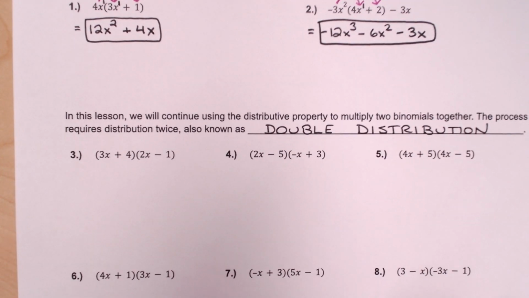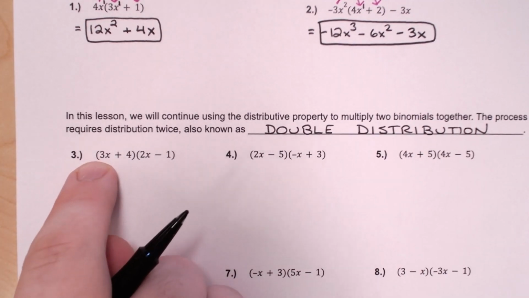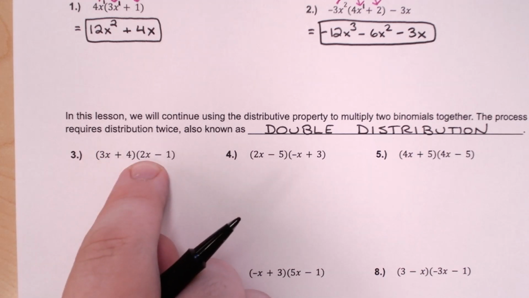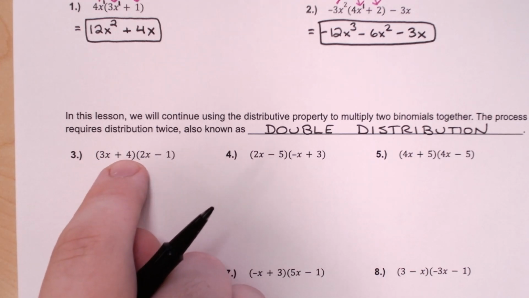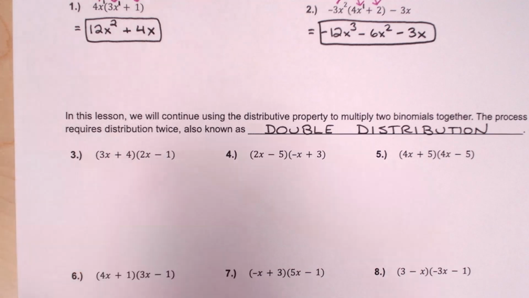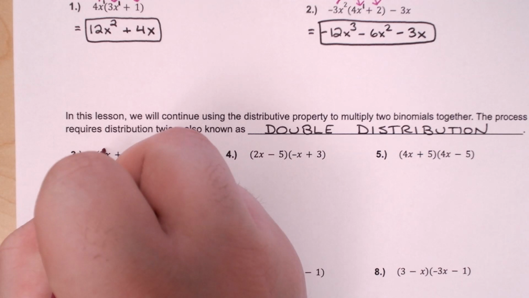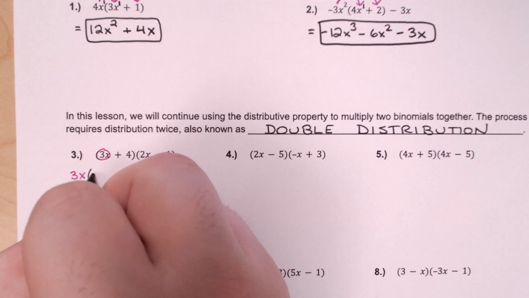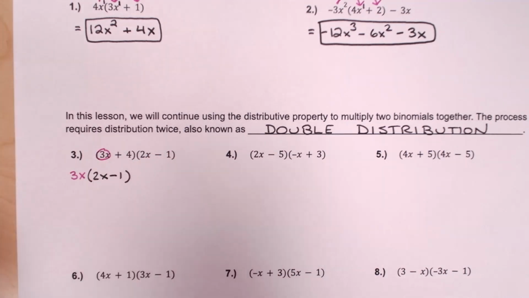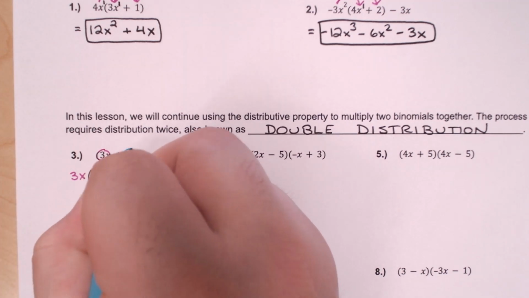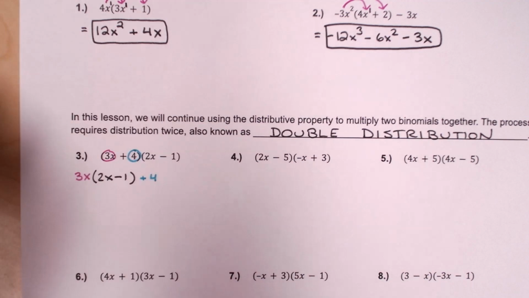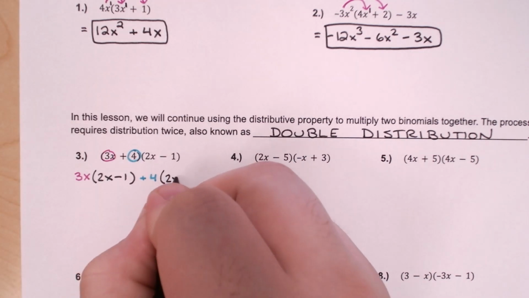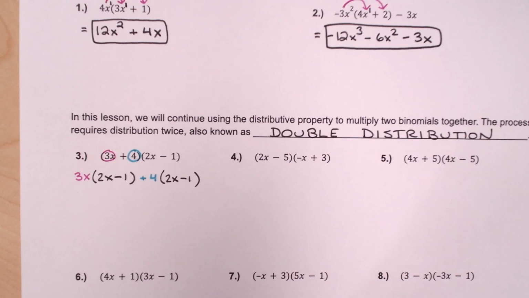So how this works is I've got to treat this like 3x times 2x minus 1, and I've also got to treat it as 4 times 2x minus 1. So again, I've got 3x times 2x minus 1, and I've also got 4 times 2x minus 1. That's all this really boils down to.